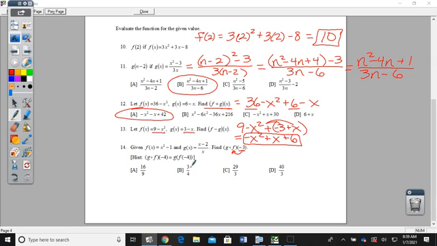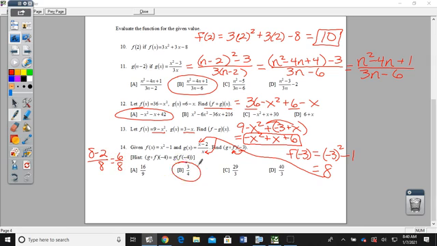Everybody with me? So first I'm going to find f of negative 3. F of x is x squared minus 1. So negative 3 squared minus 1. That is 8. Everybody follow? So f of negative 3 equals 8. Now what do we do with the 8? We plug it into the g. So 8 minus 2 divided by 8. That's 6 over 8, which reduces to 3 over 4.